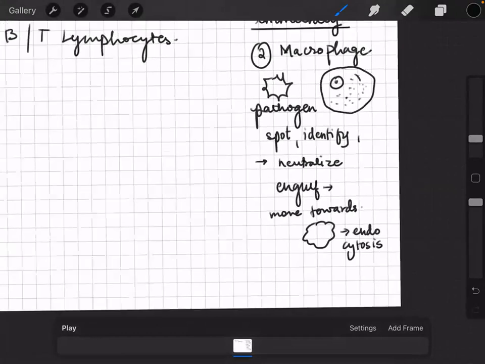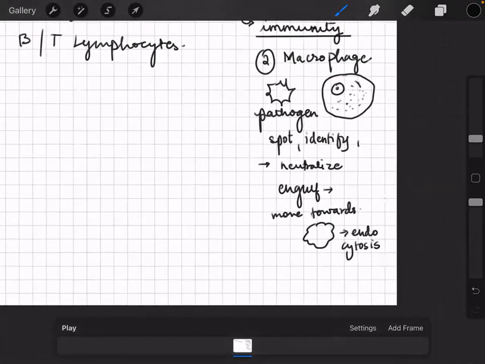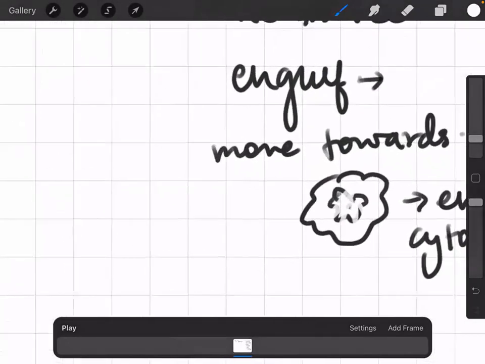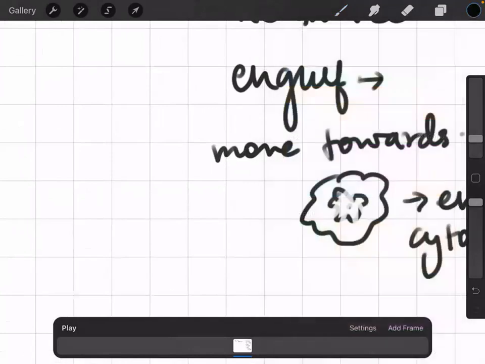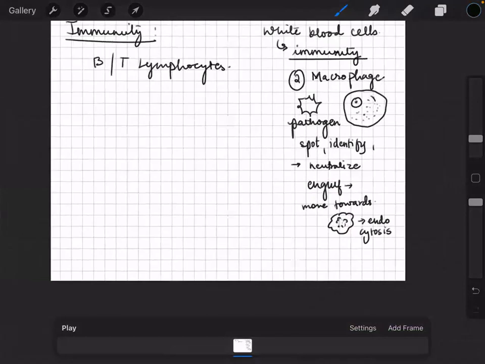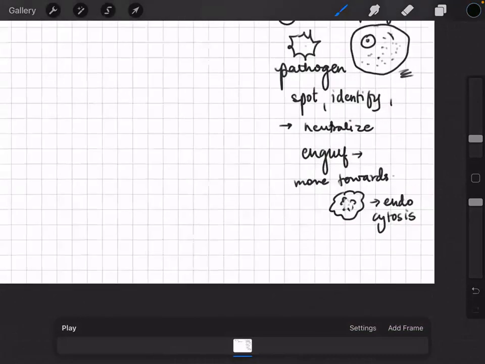endocytosis. Okay, and by endocytosis, they're going to take this pathogen all the way inside their body, and then slowly they will break this pathogen into smaller and smaller pieces, and then they will be killing this pathogen. Okay, so that's basically what happens in your process where the macrophage cells go on to eat the pathogen. When this is done, this process is called macrophagy or phagy, however you want to call it.